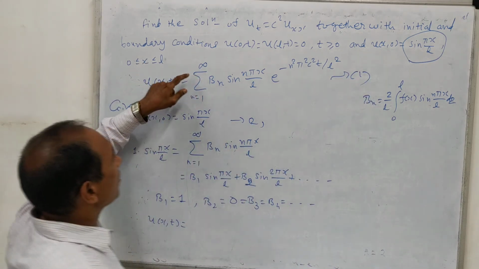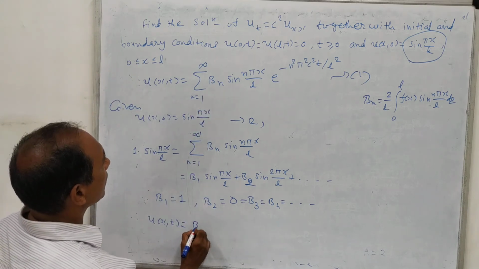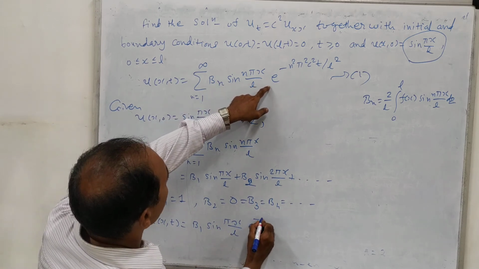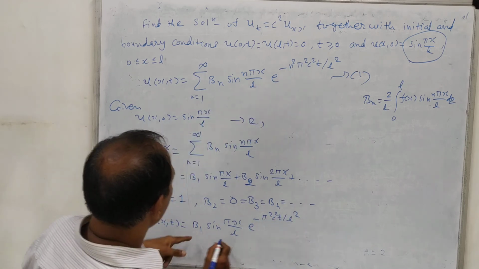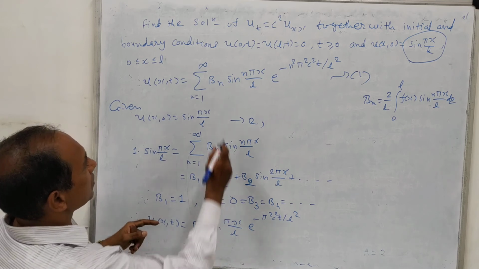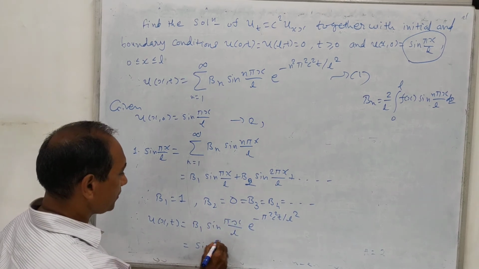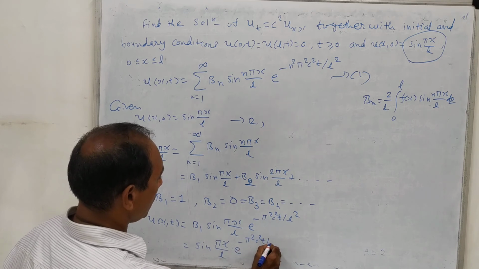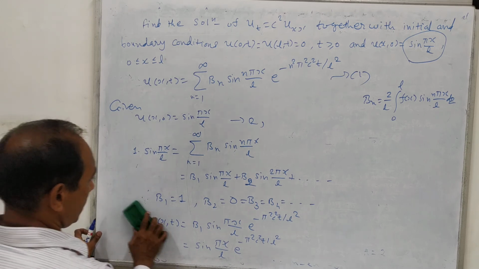Putting its value in equation number 1, we get u(x, t) equal to, n equal to 1, that means b1 sine pi x upon L, n equal to 1 we are putting, n square is 1, e raised to minus pi square c square t upon L square, and b1 is 1. Plus b2 plus b3 will come, but all these values are 0, so we have not written them over here. So it is the final solution. You can have noticed here.